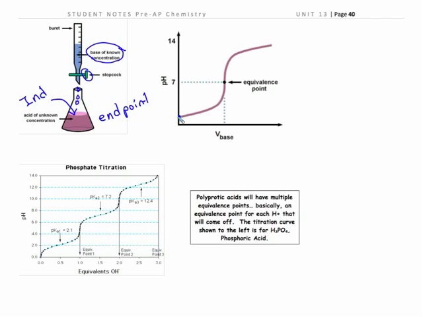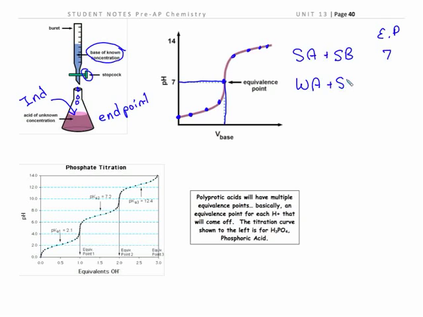Now, once you're in pre-AP, we're going to use a pH probe where we would add base, measure the pH. Add base, measure the pH. And you would actually see a curve that looks like this. Okay? And halfway up is the equivalence point. Now, if we have a strong acid plus a strong base, the equivalence point is 7.